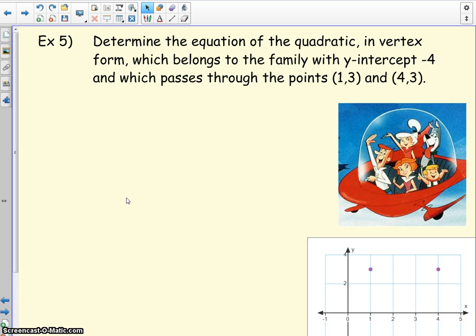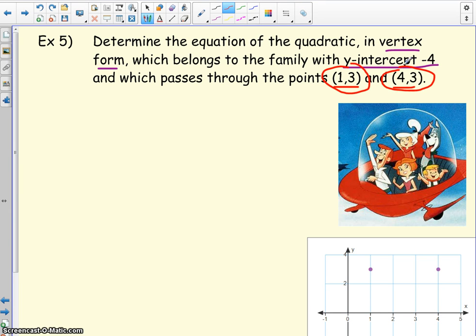Okay, so I'll give you one more example here just to practice working with partial factored form and moving to vertex form. So I want the equation of the quadratic in vertex form in the end that has a y-intercept of -4 and passes through the points (1, 3) and (4, 3). And it's these points we have to use to create the equation.